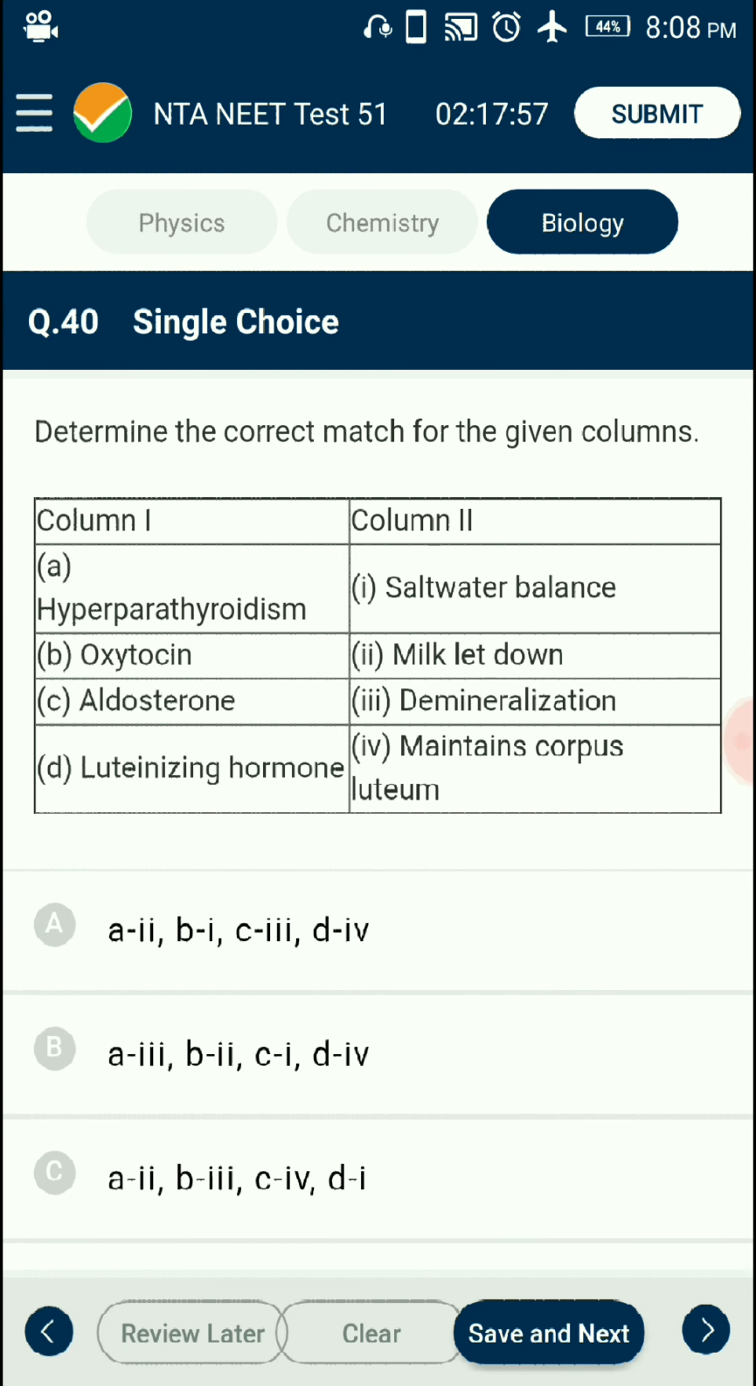Question number 40. Determine the correct match for the given columns. Parathormone secreted by the parathyroid helps in removing minerals from bone. Its hyperactivity will make bones weaker due to demineralization. Oxytocin is necessary for the release of milk from the nipples during the lactation process. Aldosterone is a steroidal hormone produced by the adrenal cortex which helps in maintaining salt balance in the kidney, sweat glands and even salivary glands. Luteinizing hormone secreted by the pituitary gland promotes and maintains the corpus luteum, which in turn secretes progesterone. So the correct option is B.